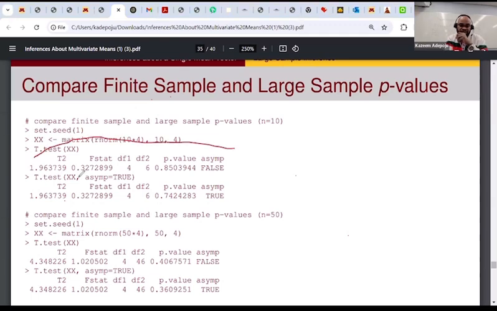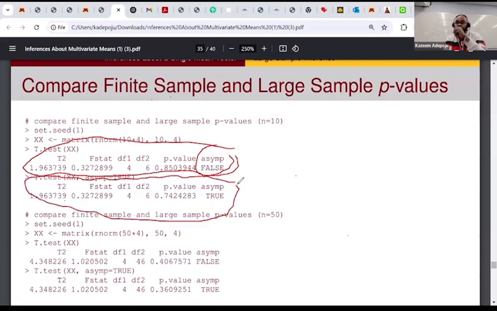You see this result? This is the one without asymptote. You see that? What did I say? Asymptote false. Okay, I want to compare that with the one with an asymptote. True. Is there a change in the p-value? Yes. The p-value in one is 0.85. The p-value in the other one is 0.74.